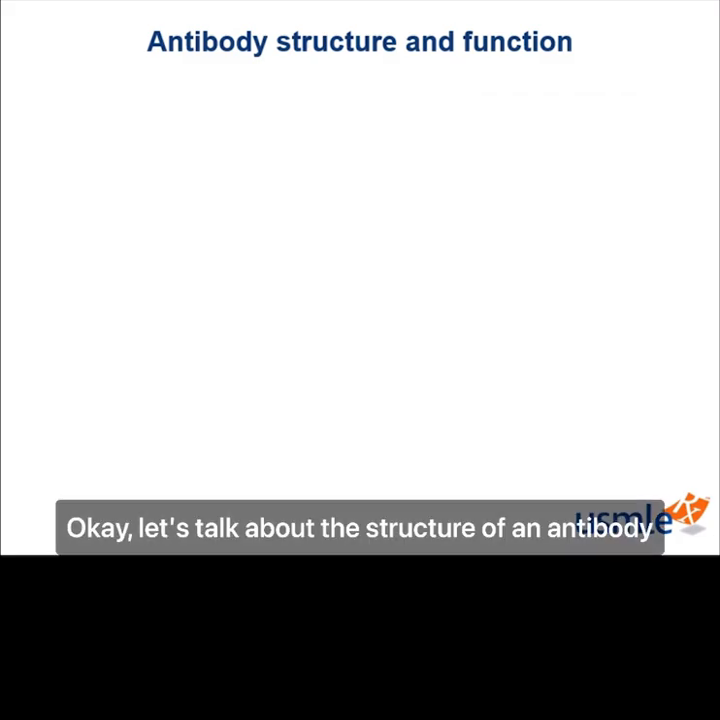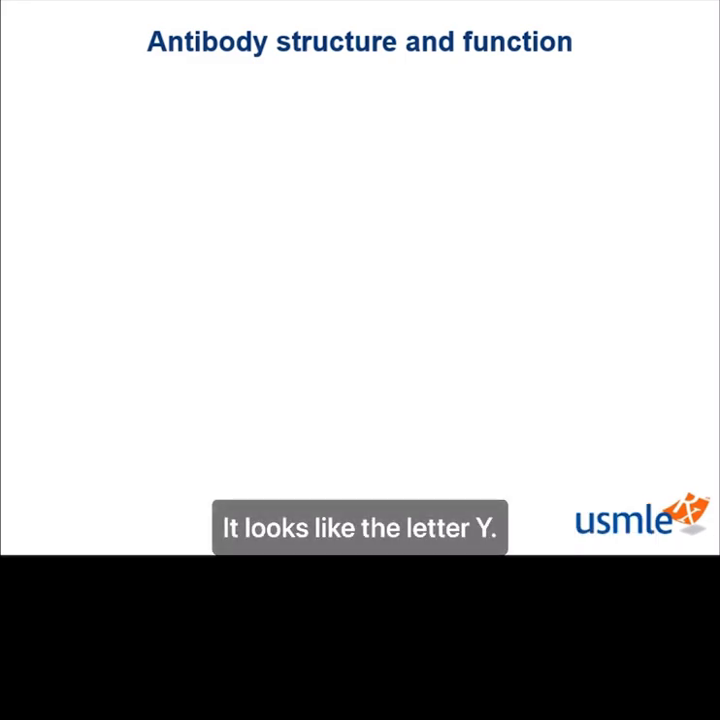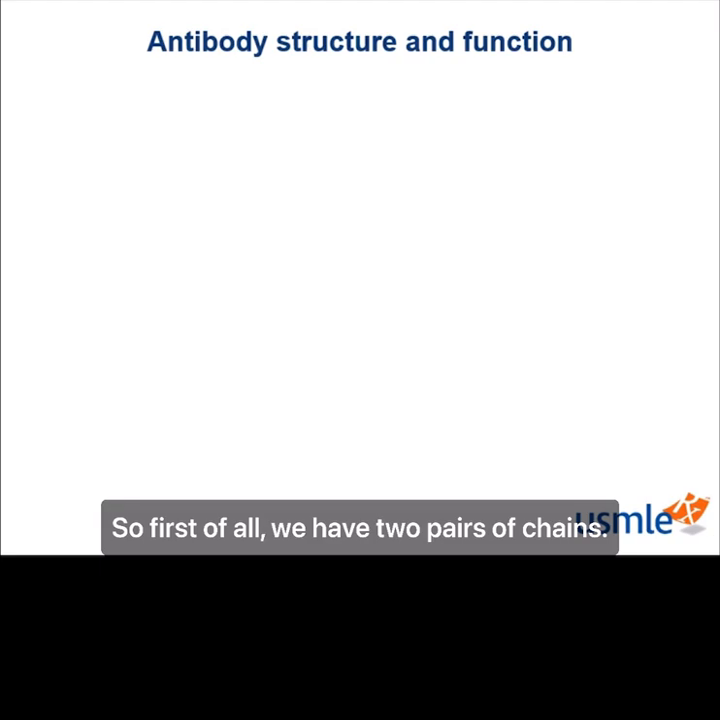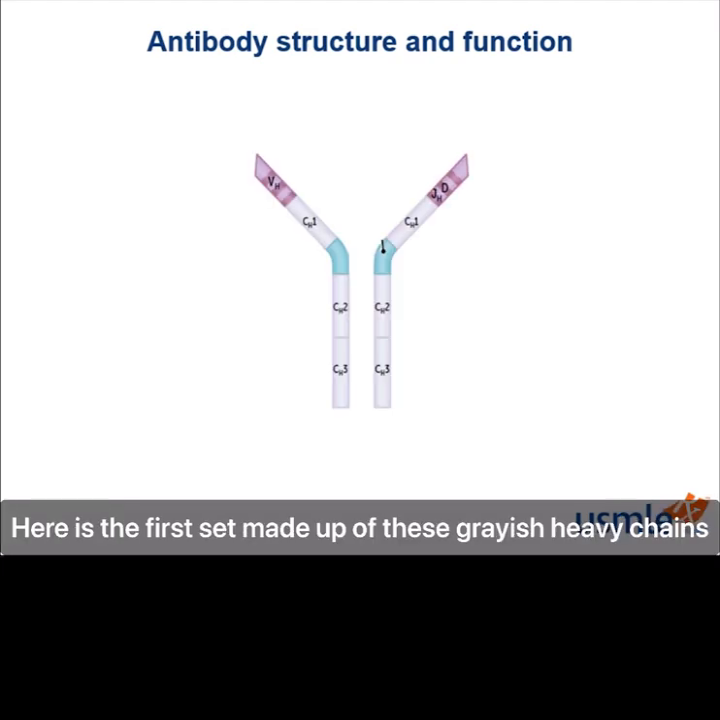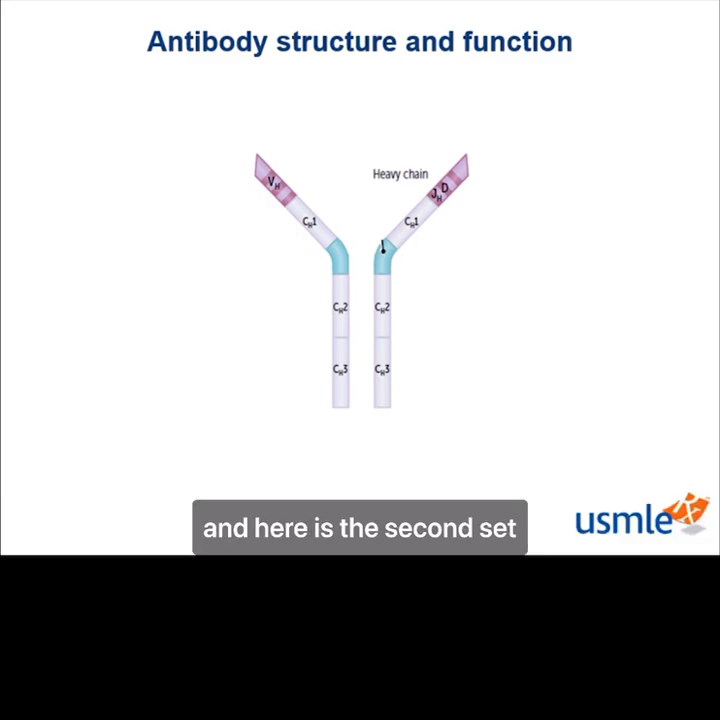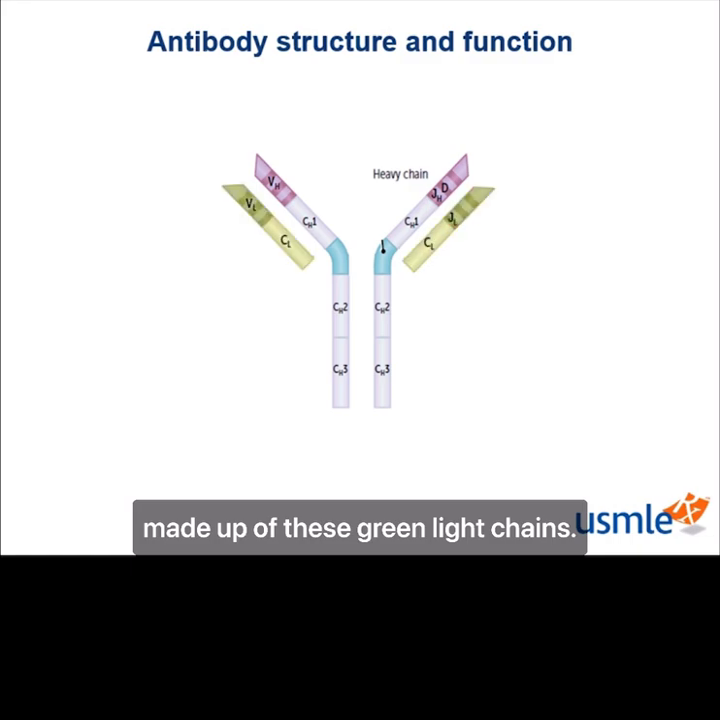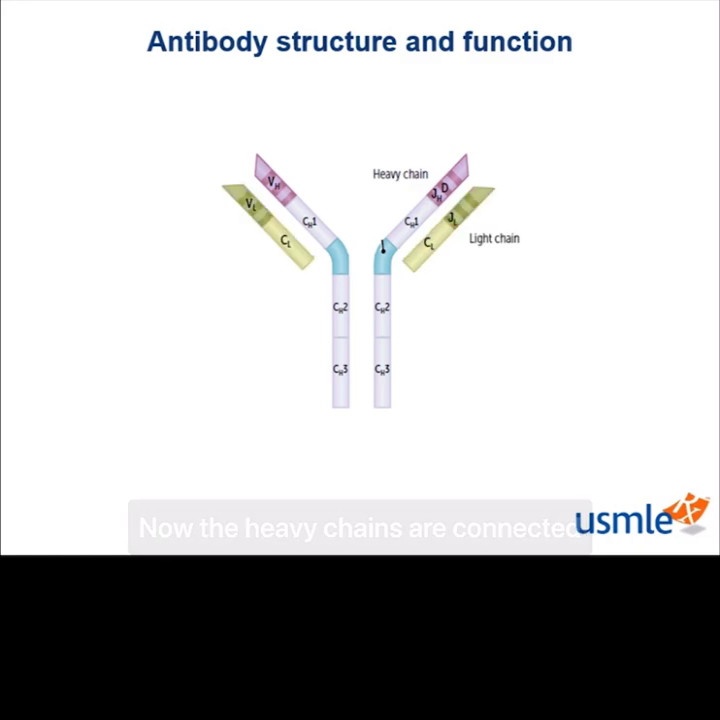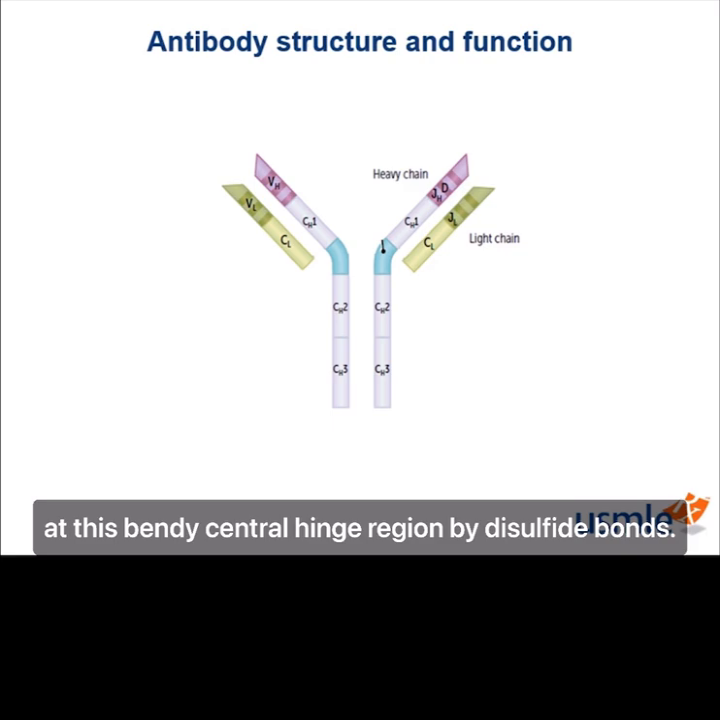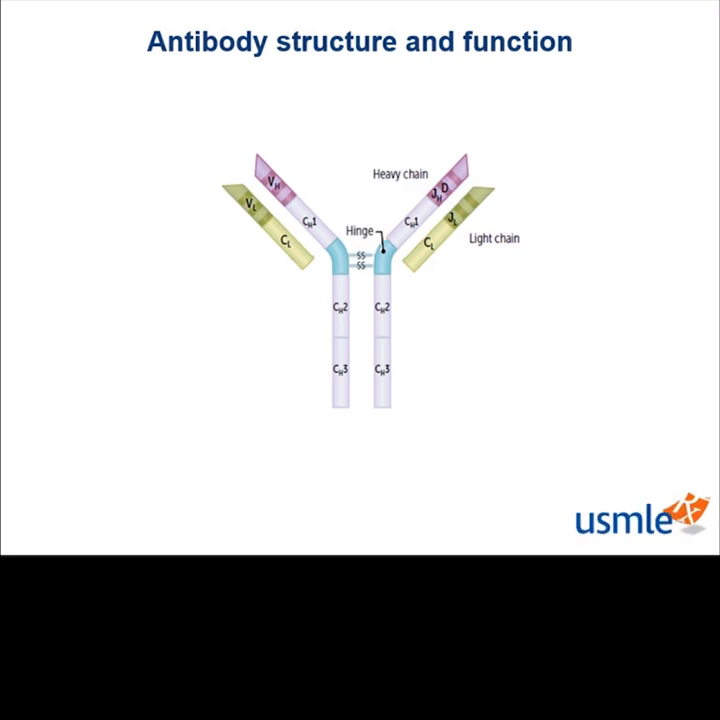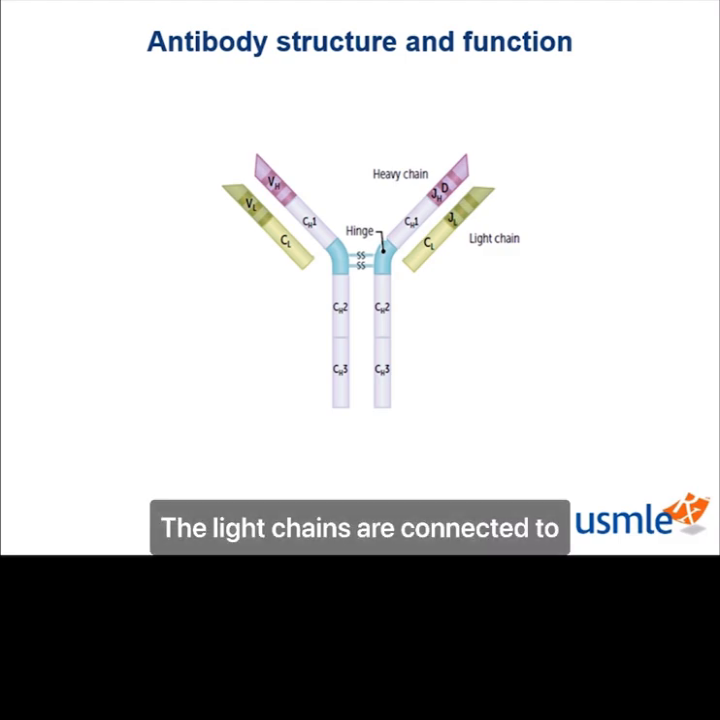Okay, let's talk about the structure of an antibody and how it helps us with our antibody functions. It looks like the letter Y. So first of all, we have two pairs of chains. Here is the first set, made up of these grayish heavy chains, and here is the second set, made up of these green light chains. Now the heavy chains are connected at this bendy central hinge region by disulfide bonds. The light chains are connected to the heavy chains by disulfide bonds too.